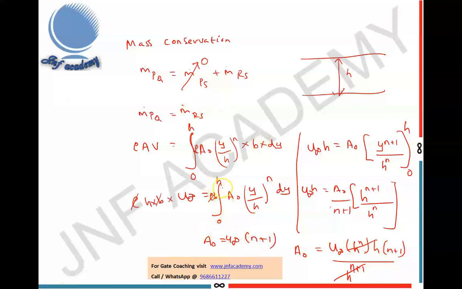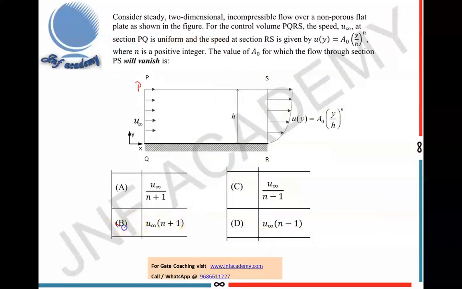So you just have to do the mass conservation and finally you'll get the answer: a naught is equal to u infinity into n plus 1. I think the option is B. Yes.